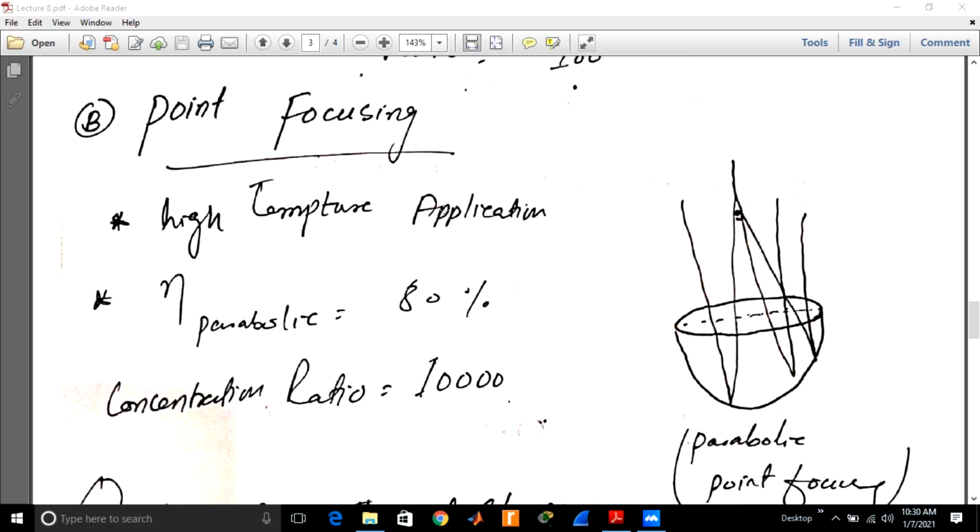So the high temperature application, its efficiency is 80% and its concentration ratio is much higher, 10,000. It means that all the radiation will be focused in just one point. You know what is meant by concentration ratio? This area is very small, and the radiation is very large. When this area is small and the radiation that comes in is large, the concentration ratio will be high.